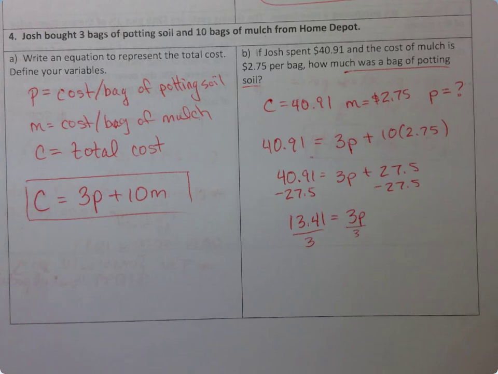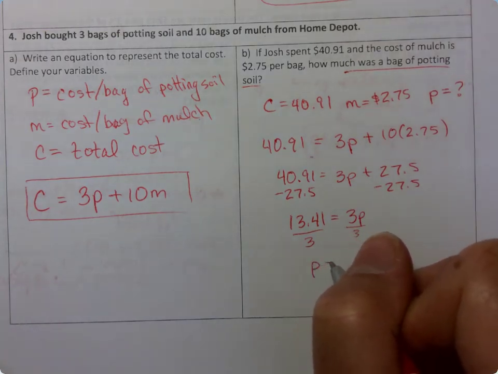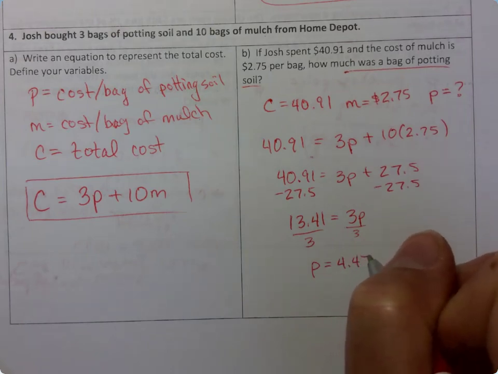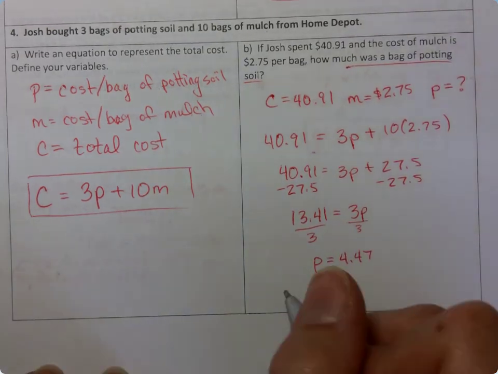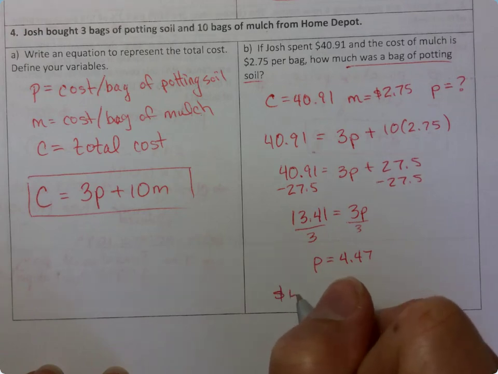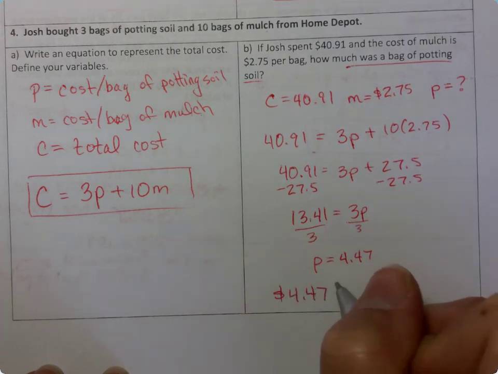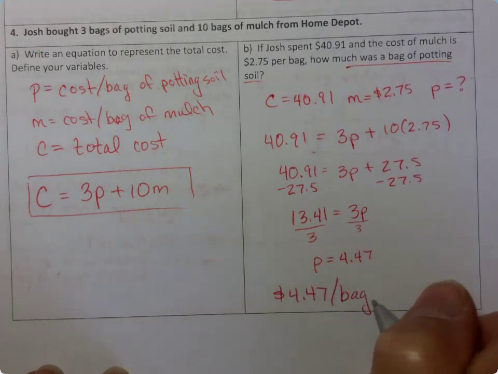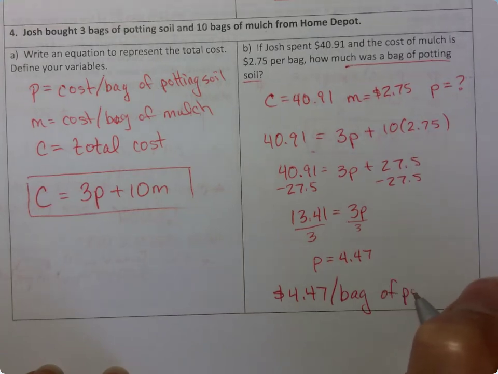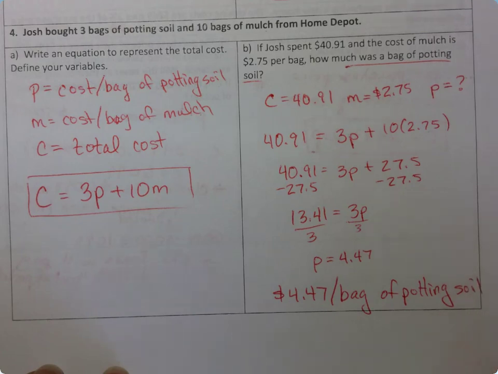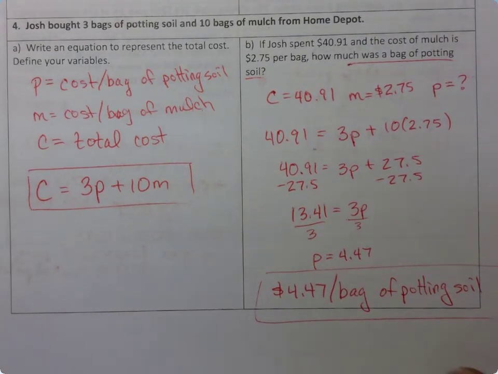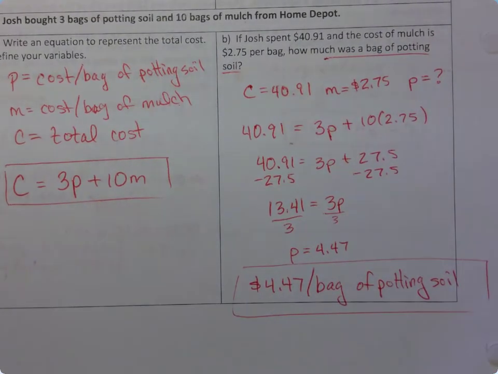So what do we get? Yep, and we're going to round to the nearest penny. So P equals 4.47, and we know it's a word problem, so what's it mean? $4.47 per bag of potting soil. But I am being specific. 1, we're measuring in dollars. 2, it's a bag of potting soil, because not all the potting soil. Okay, last one.